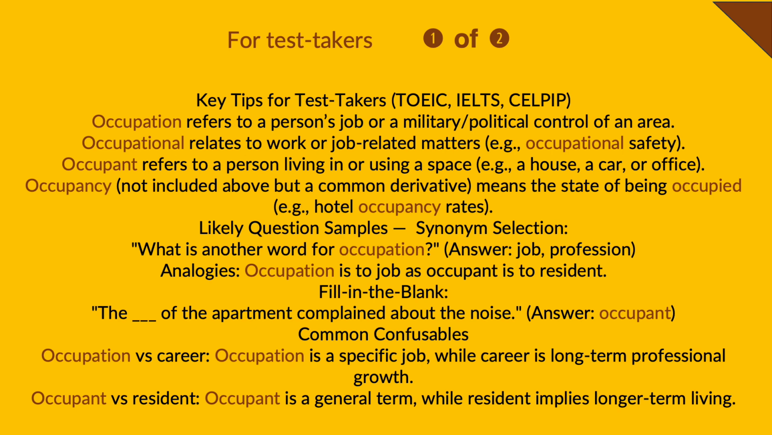Fill in the blank: the blank of the apartment complained about the noise. Answer: occupant. Common confusables: occupation versus career. Occupation is a specific job, while career is long-term professional growth. Occupant versus resident: occupant is a general term, while resident implies longer-term living.